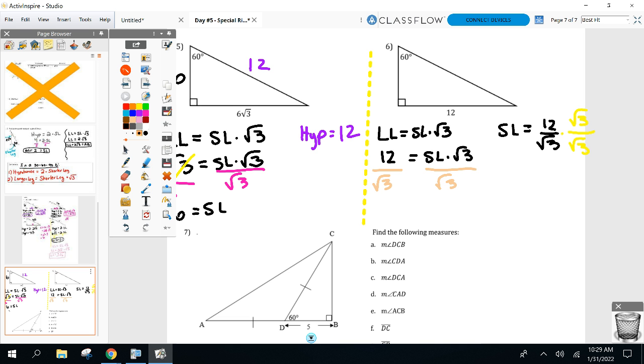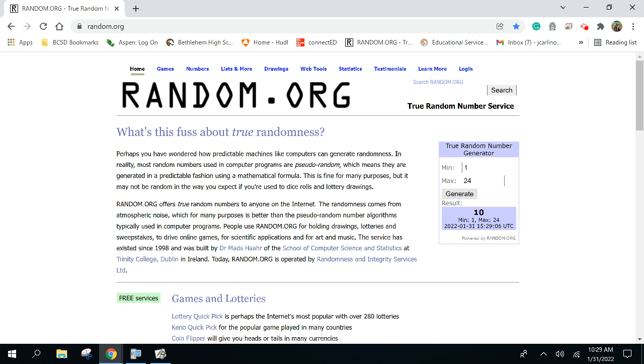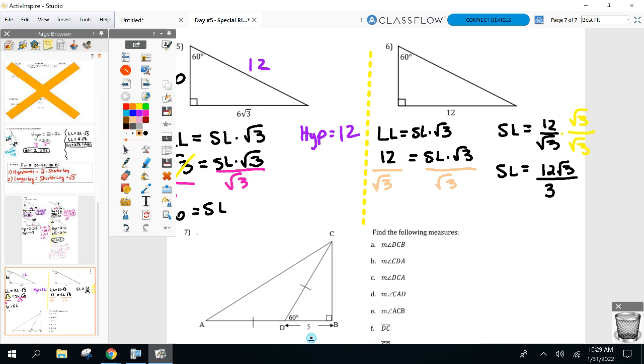Wow, this is just to find the shorter leg. All right, so shorter leg. What do you have on top? 12 radical 3. And what's on the bottom? 3. I'm not even going to accept that as an answer. You better keep crunching. 12 radical 3 over 3. Can keep simplifying. 4 radical 3. Thank you. Wow. That was just for the shorter leg.